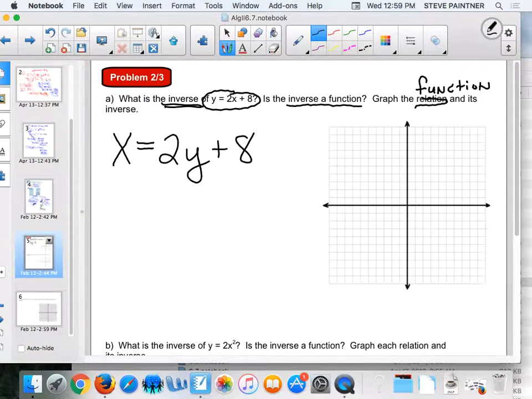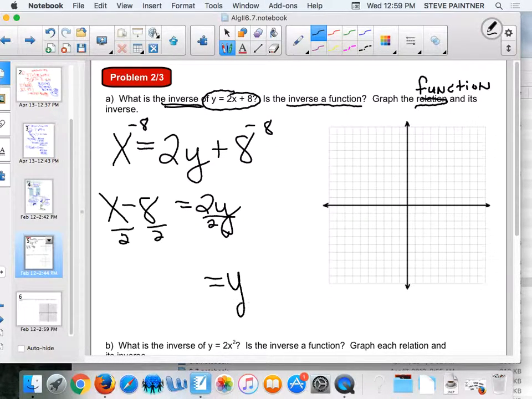So that's not too bad, is it? Now the next thing you'll do once you switch x and y is solve for y. So how do you solve for y? Subtract 8. So you end up with x minus 8 equals 2y.